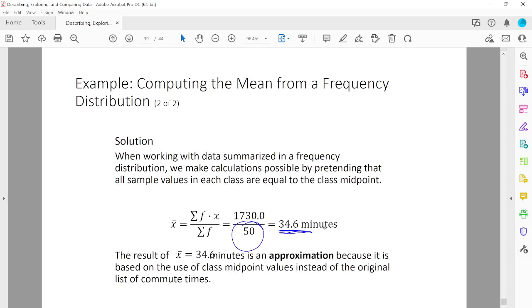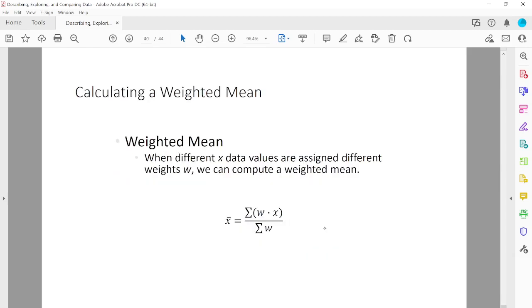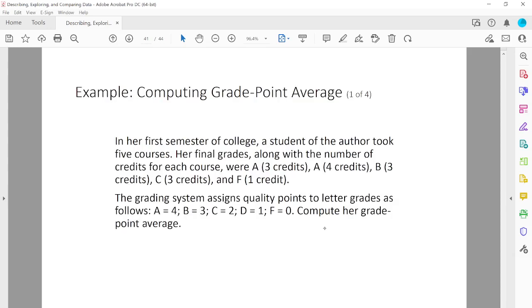Sometimes we have to calculate the weighted mean. For calculating the weighted mean, we multiply each data value by its weight and divide by the total weight. This can be useful for grade point average. For example, let's say A stands for 4, B means 3, C means 2, D means 1, F means 0. Let's say these are the corresponding weights for these grades. Then we need to compute the grade point average.